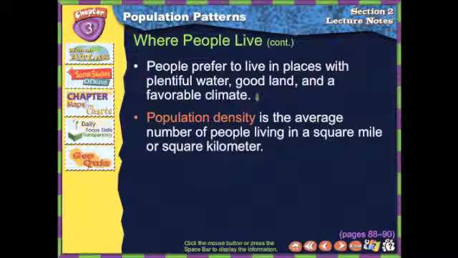People prefer to live in places with plentiful water, good land, and a favorable climate. There aren't too many people living at the North Pole now, are there? They like to live where it's comfortable and where they can get clean water and lots of food. Population density is the average number of people living in a square mile or square kilometer.